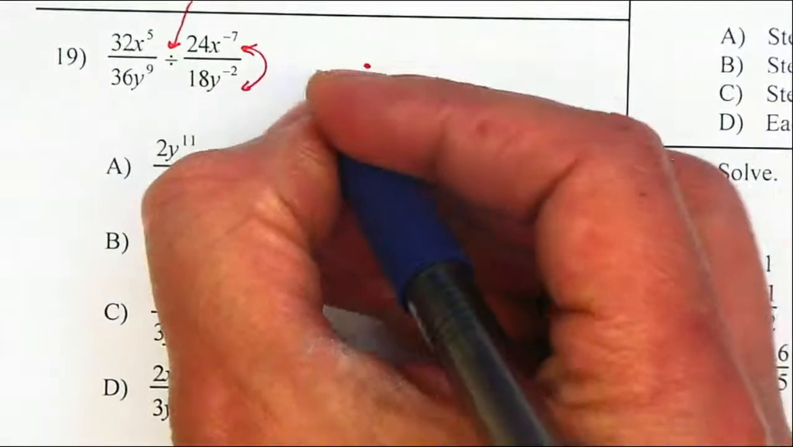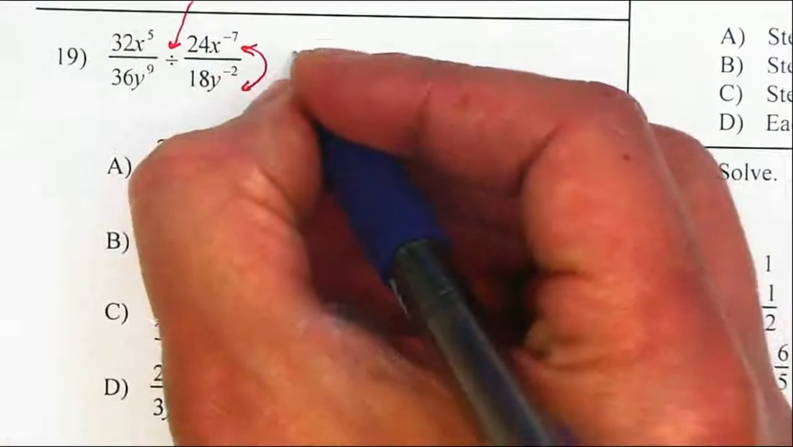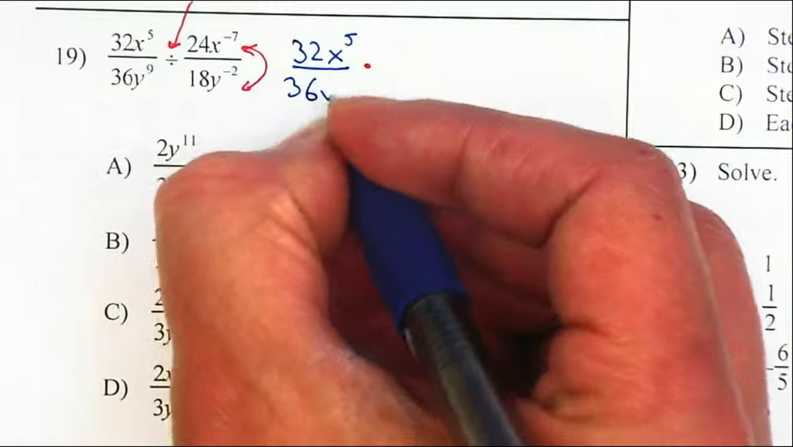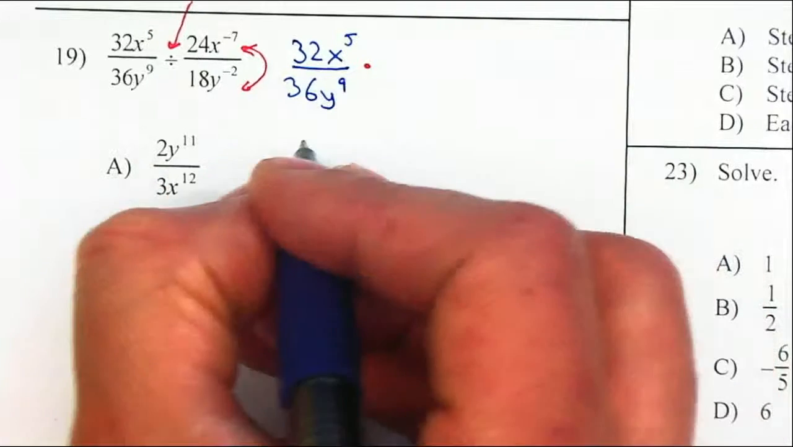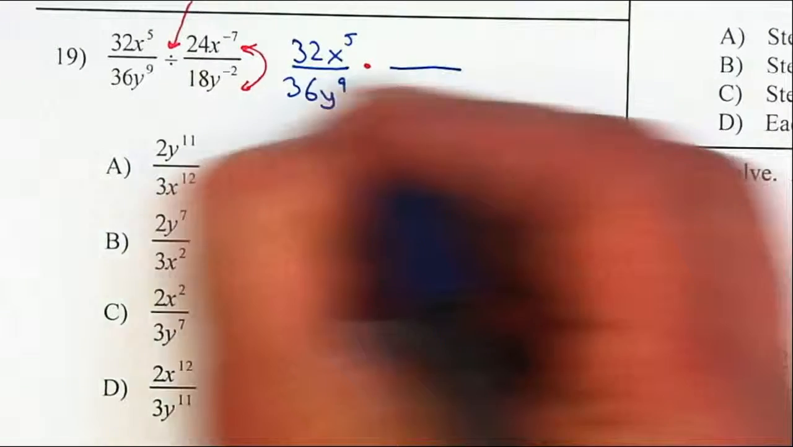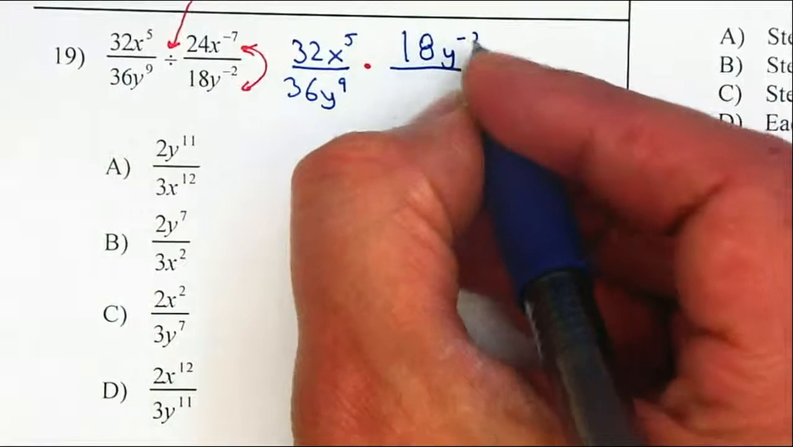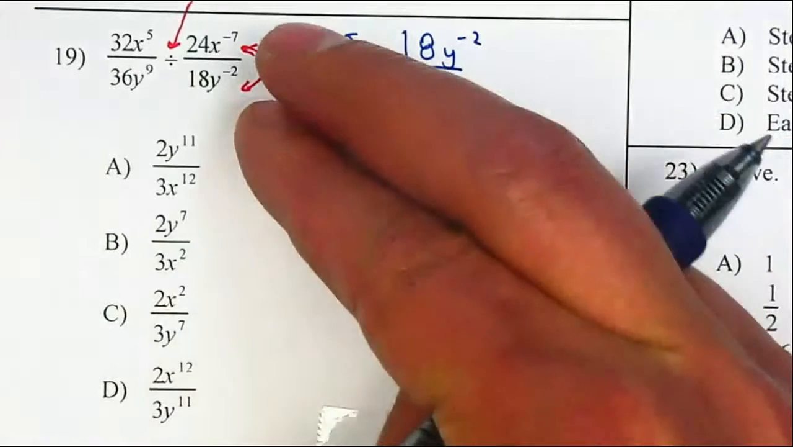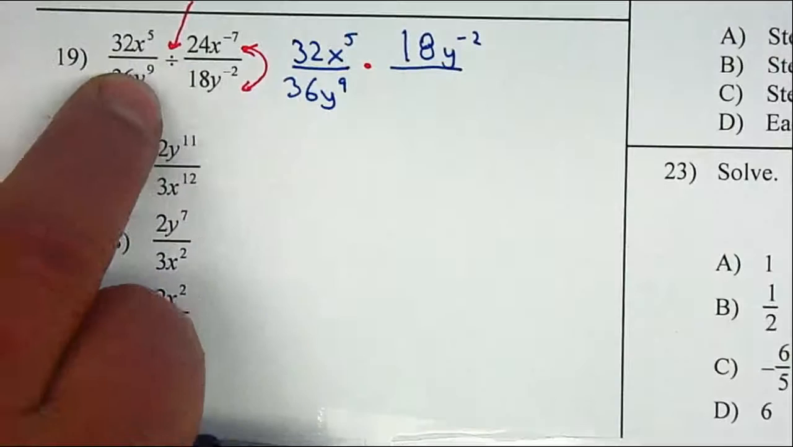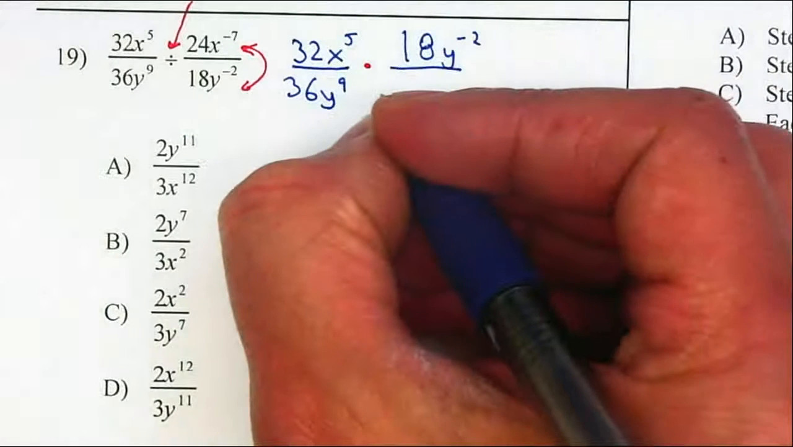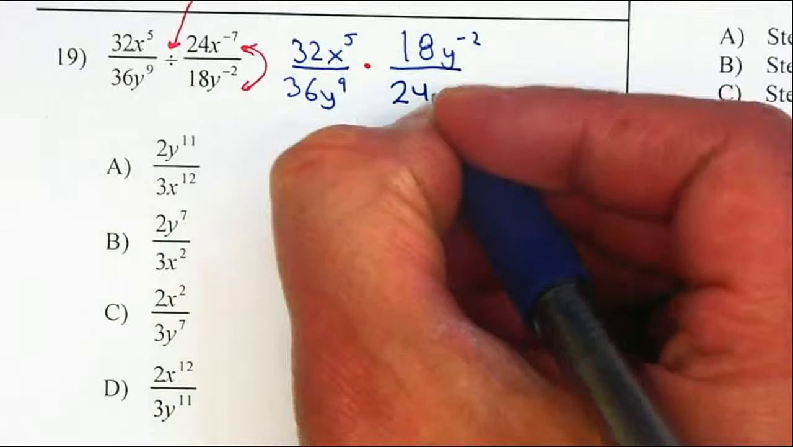So our first fraction will remain exactly as it is. We have 32x to the 5th and 36y to the 9th power. We're going to take the reciprocal of the second fraction, 18y to the negative 2. Do not change the sign. The reason that we are taking the reciprocal is because it's a division. The negative 2 still is negative. And we have 24x to the negative 7.